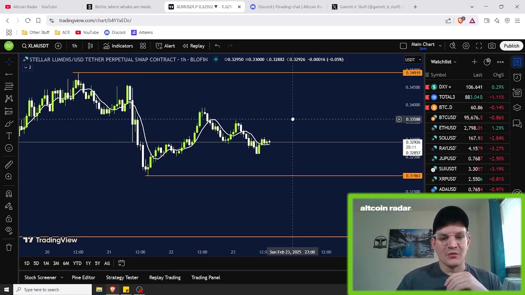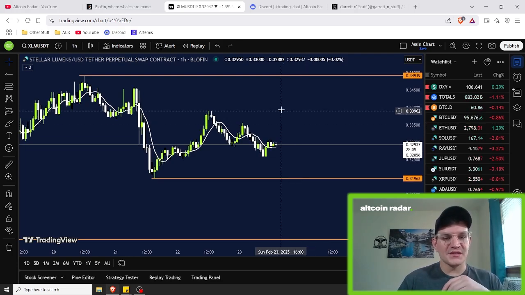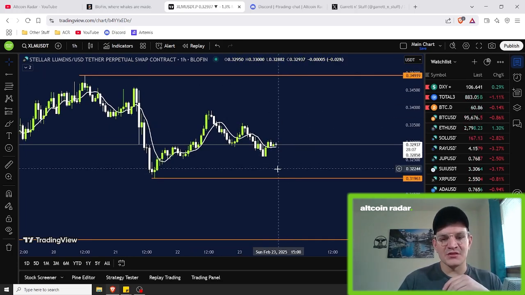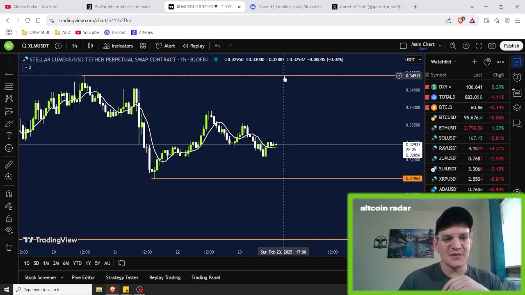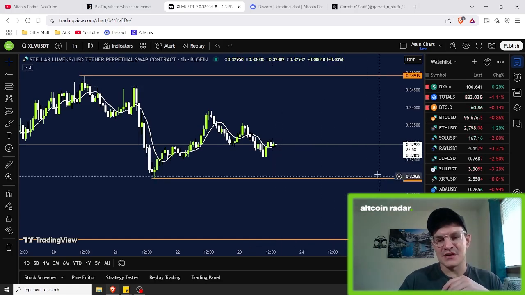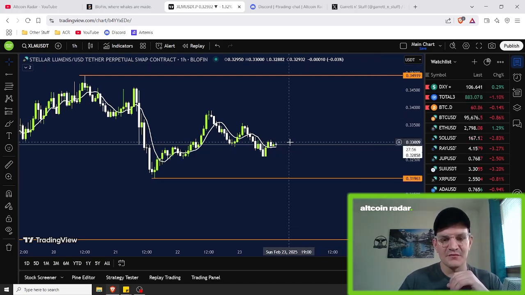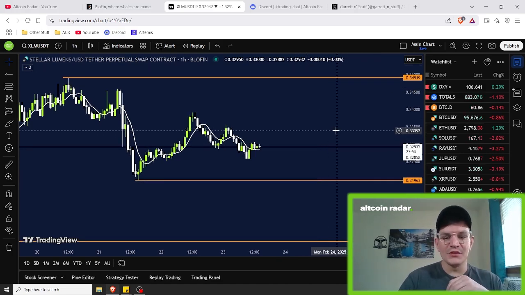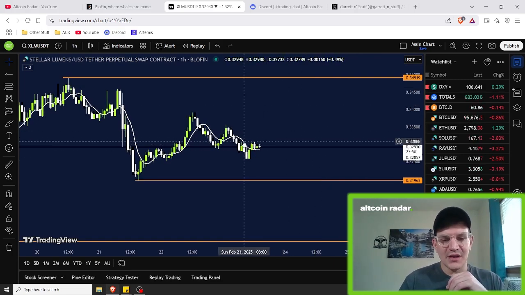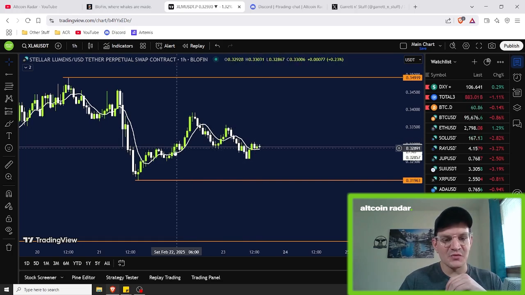So what you want to focus on is looking at these big ranges here. We've got this big range and this big range right here between 34 cents, pretty much 35 cents, and 32 cents right in here. So we've got a bit of a range going on right here. And now you want to be looking at the movement of this overall simple moving average right here.